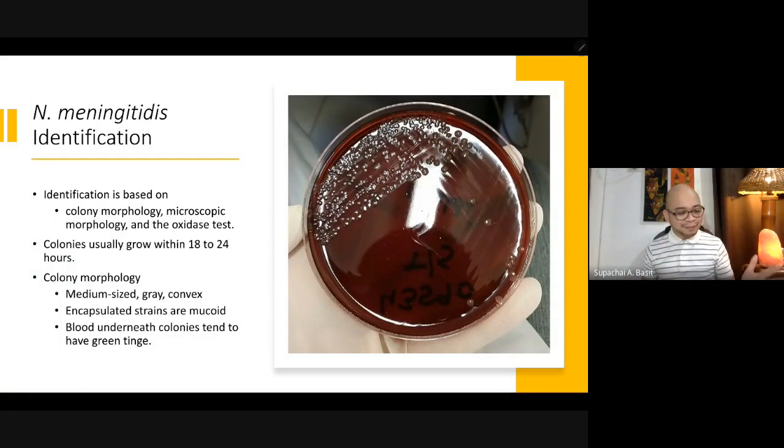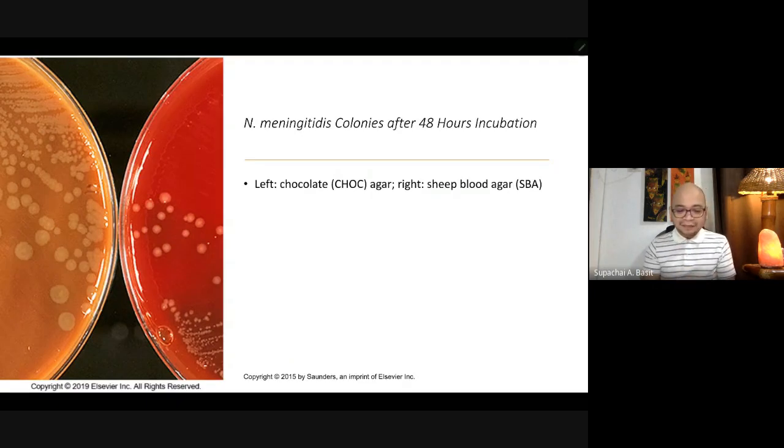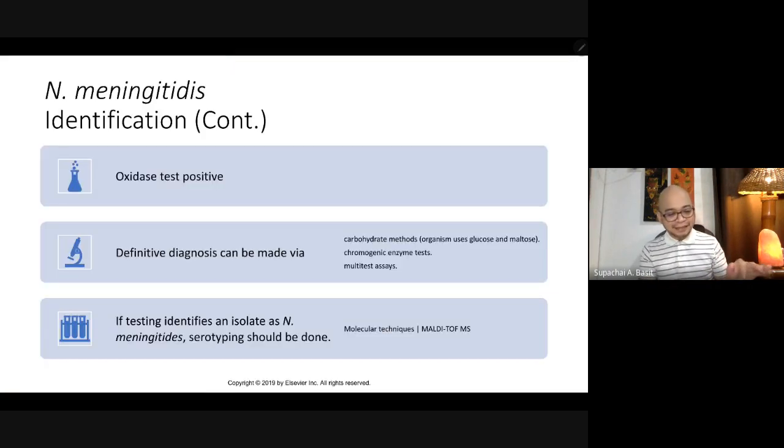Identification is based on the colony. So we have the colony morphology, microscopic morphology, and the oxidase test. Colonies would usually grow between 18 to 24 hours, and you will notice that the colonies are medium-sized, gray, convex, and slightly mucoid. In some strains, the blood underneath the colonies tends to have a green tinge. We can't see it much because this is a top view. After 48 hours, the one on the left side is the chocolate agar plate, and this is the blood agar plate, both of which can be used for Neisseria meningitidis.